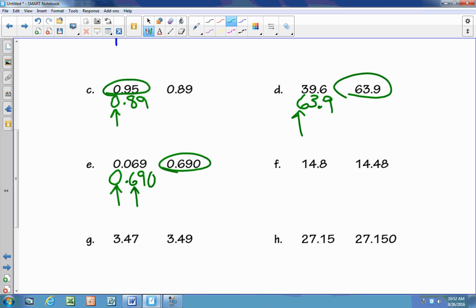I come over here. Many students will think that 14 and 8 tenths is smaller than 14 and 48 hundredths, but when I line them up, I can see the 1 is the same, the 4 is the same, and in this case, I have to finish something out over here. If there's an empty spot, I need to put a 0 as a placeholder so they all have the same number of digits. Then I see that the 8 is bigger than the 4, so I know that that is larger.